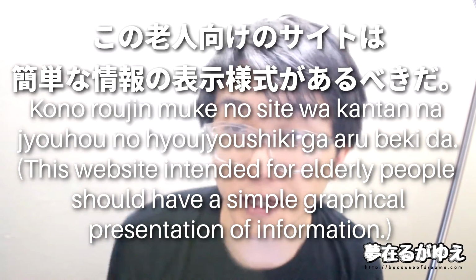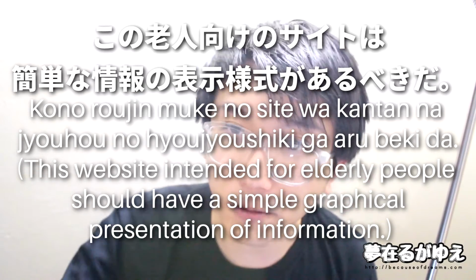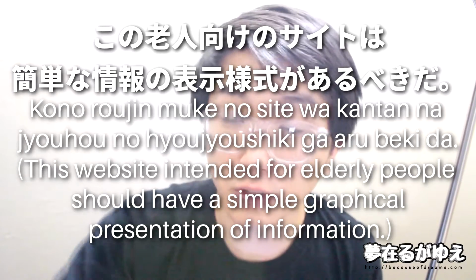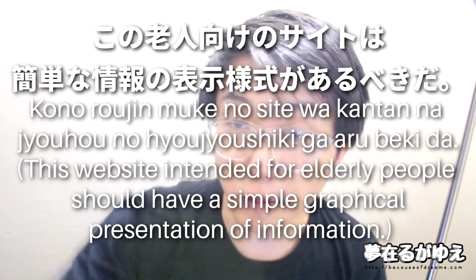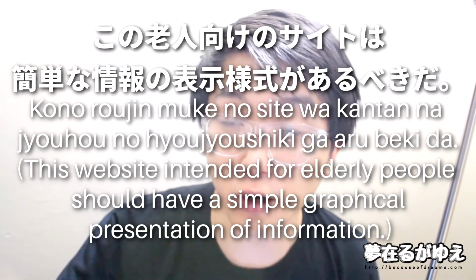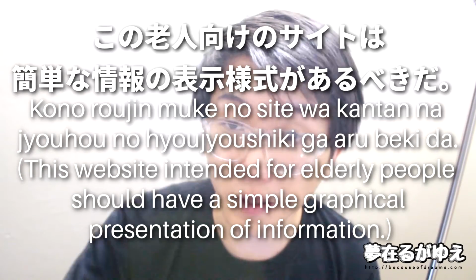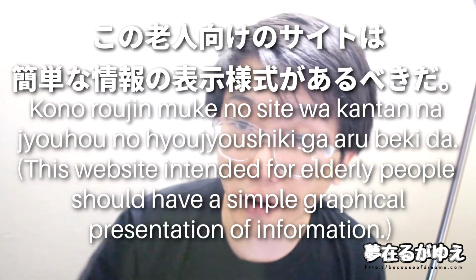So let's break down this sentence bit by bit. First up, again, we have kono, which means this. It's going to be modifying the noun right after it. And the noun right after it is rojin, which basically translates to elders or elder people or older people. We have the muke right after rojin because they're going to be the noun that we're using the grammar pattern with. So intended for older people. And so what is intended for older people? Well, we're going to find out right now because we're using this grammar pattern to modify a noun.